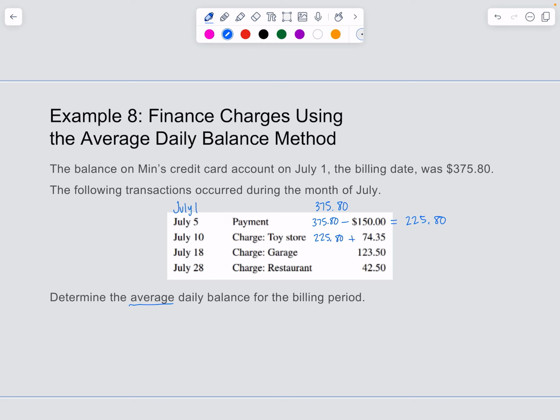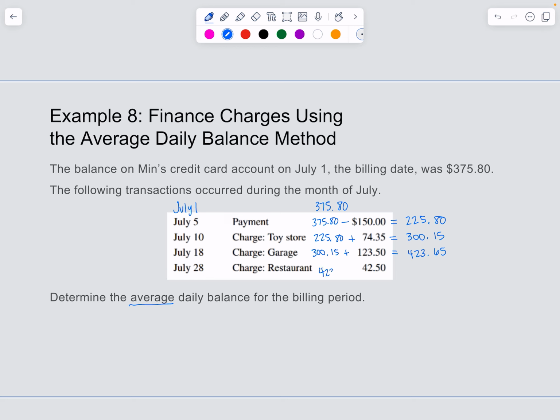but she made a new purchase. So we're going to add that $74. Now she owes $300. Then she made another purchase. So she owed $300, added another $123 to her charge. So that gives us $423.65. And then she made another purchase.